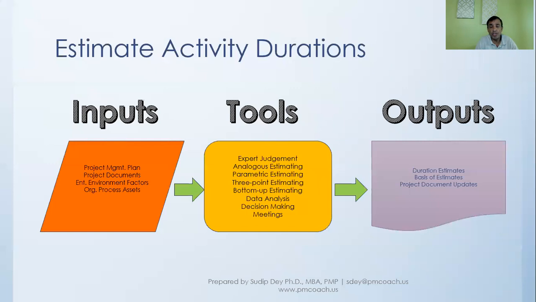As an output from this process, the main output that we'll get is the duration estimates. In other words, what is the time duration that this activity will take? And then, of course, we'll document the basis of estimates, what was our thinking in coming up with these estimates, so that later on, if someone has a look at it, they'll know the logic behind it, and they can investigate if some assumptions still hold true, and so on and so forth.